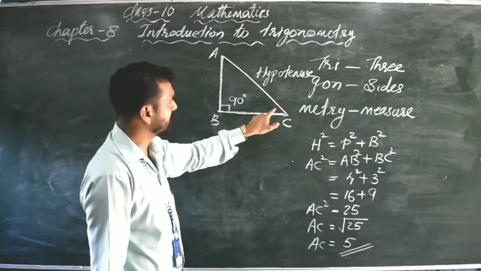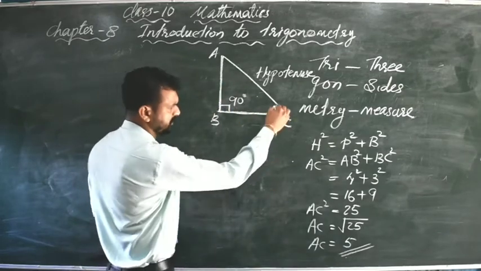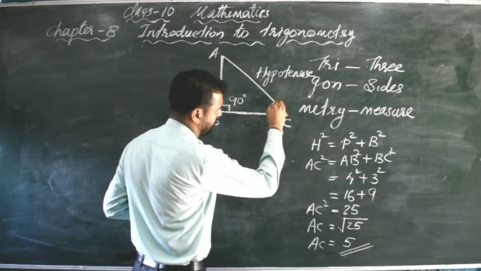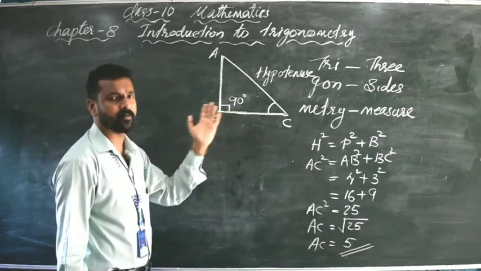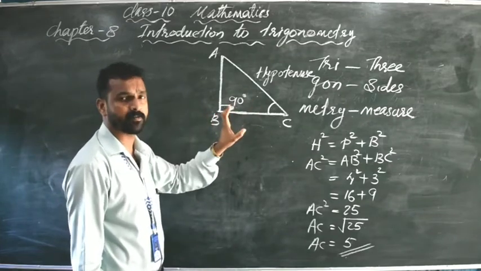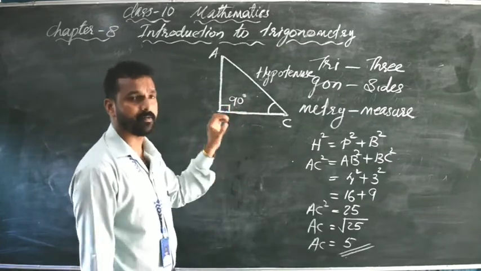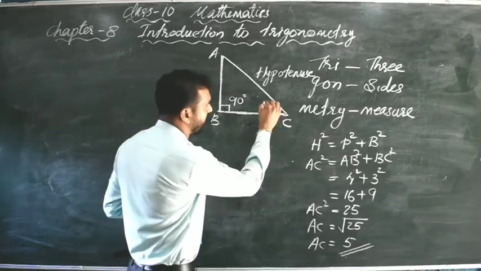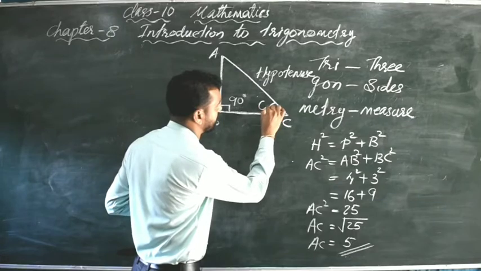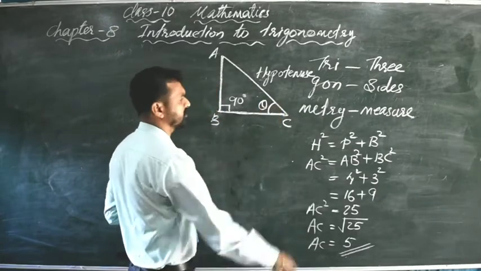So if we are considering one angle, just now I am going to consider this angle C. Angle C is an acute angle, and we do not know what the measurement of that angle is. We do not know that. So when we do not know an angle, then we used to consider it as theta.